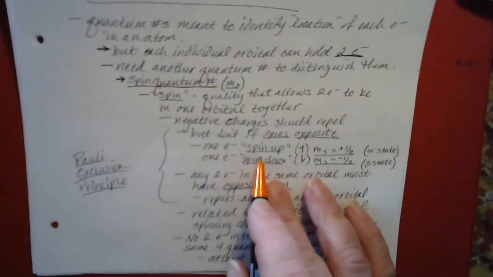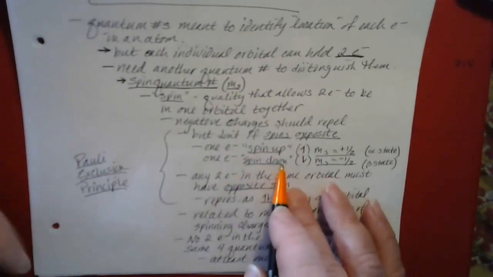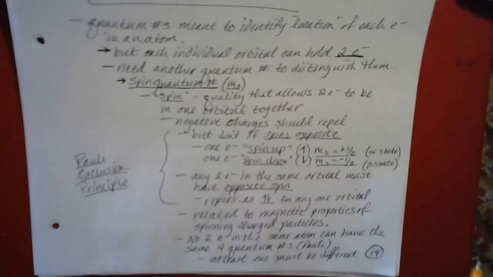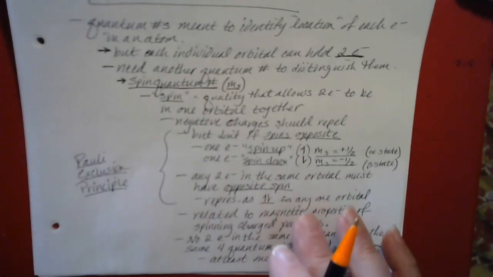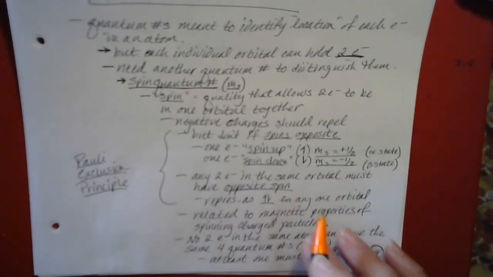So the way that the spins are termed would be spin up and spin down. So those would be opposite spins. They don't really spin up or spin down, but basically that's just a way of saying opposite directions.